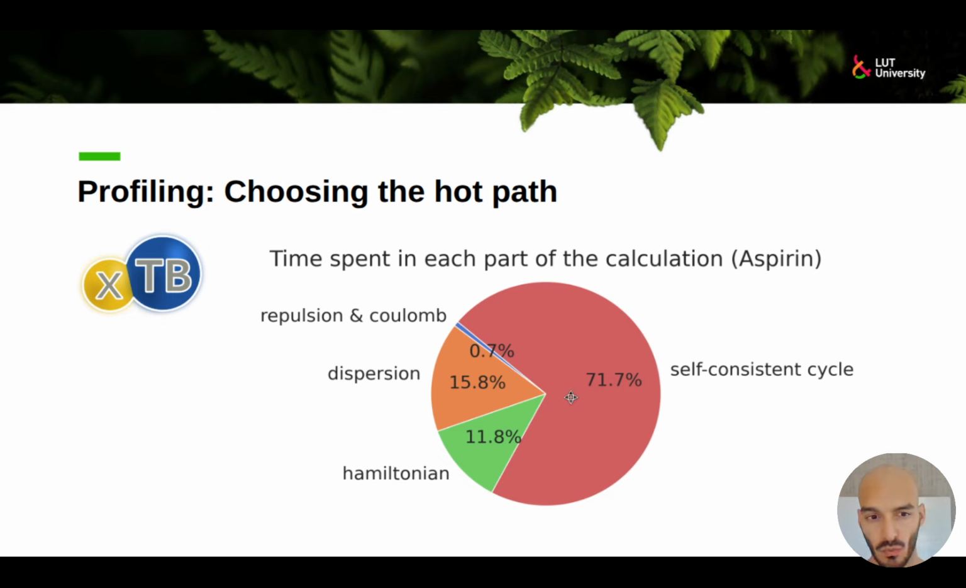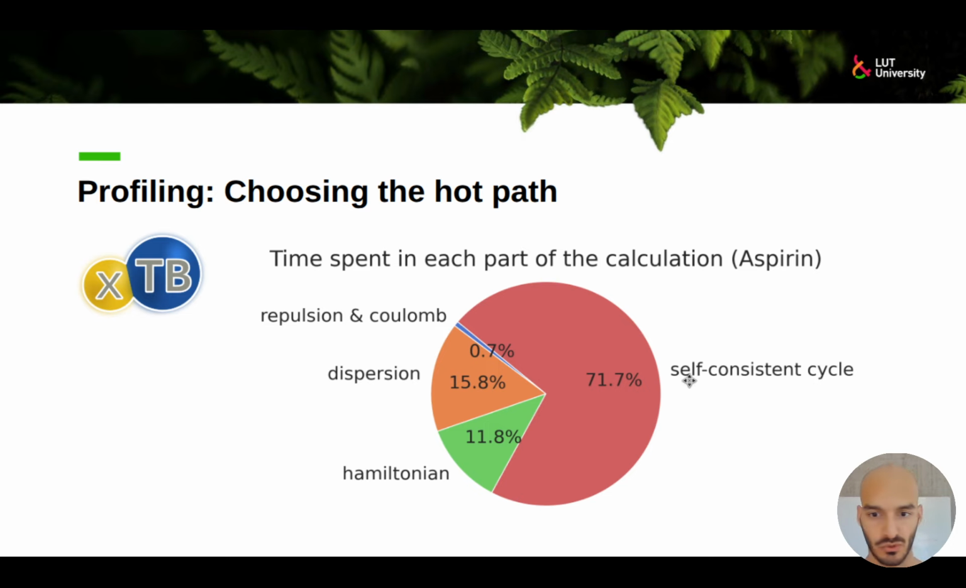So whenever we run XTB, 71% of all the time is spent on something called self-consistent cycle. The rest of the time is spent on dispersion, Hamiltonian, and the rest of the things, including repulsion and Coulomb interactions. Now, it is obvious that to accelerate QCXMS, we need to concentrate on self-consistent cycle.